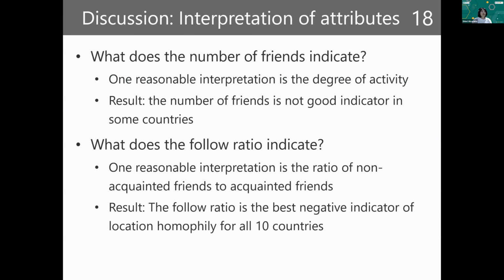Next, we split the user's attributes. What does the number of friends indicate? One reasonable interpretation is the degree of activity. If a user actively uses Twitter, the user follows often.